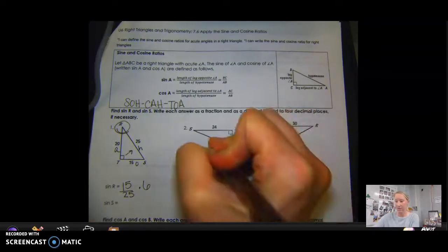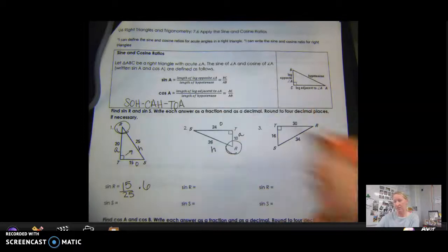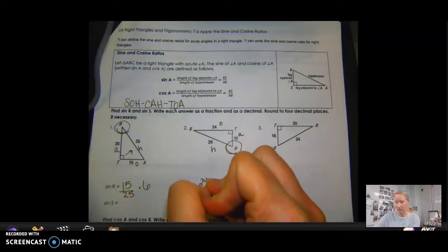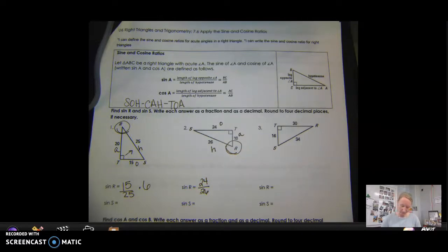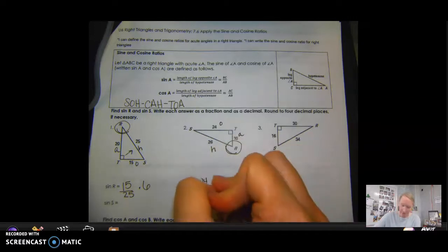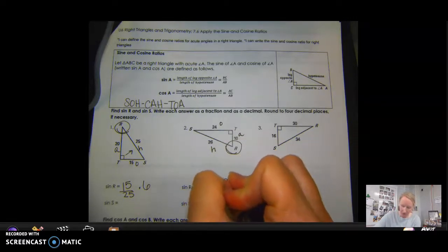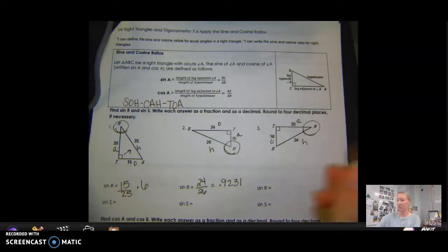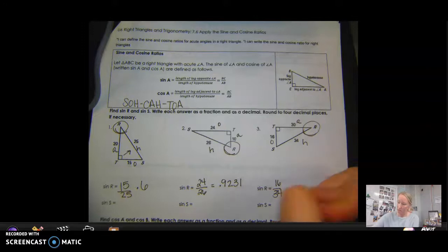So circle R. This is hypotenuse, adjacent, opposite. So sine, again, is opposite, which is 24, over hypotenuse, which is 26. In this one, that is 0.9231. Here we have sine of R. This is adjacent, hypotenuse, and opposite. So sine is O over H. So we're going to do 16 over 34. So 16 divided by 34 is 0.4706, rounded correctly because there's an 8 after that 5.